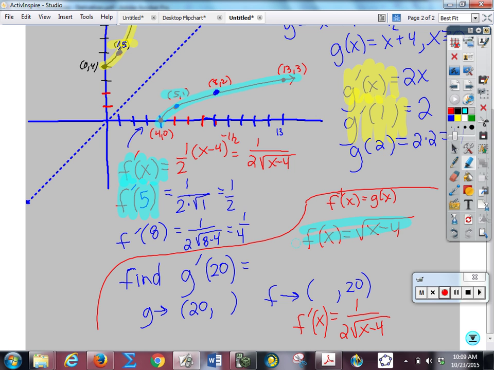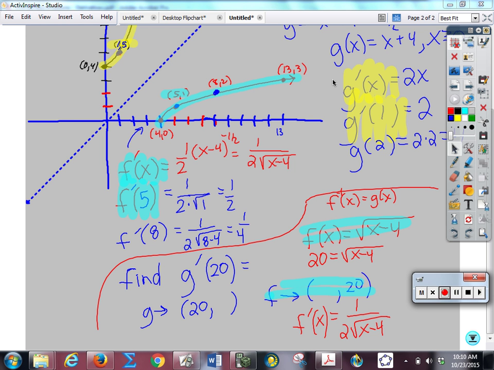Where am I plugging in this 20? I have 20 equals the square root of x minus 4. So the y coordinate of f is 20. Actually, this is f, I keep getting confused. This one's f, the y coordinate of this is 20. It's clear up there, clear to the right. It's a big, huge number clear out there.